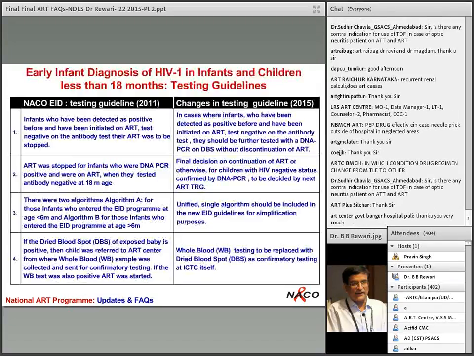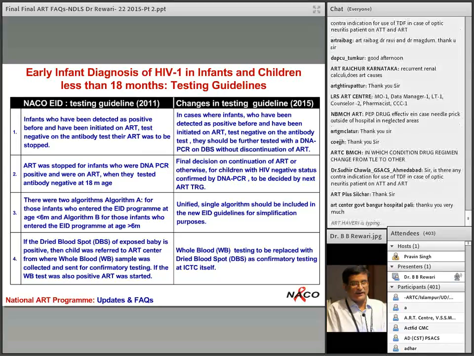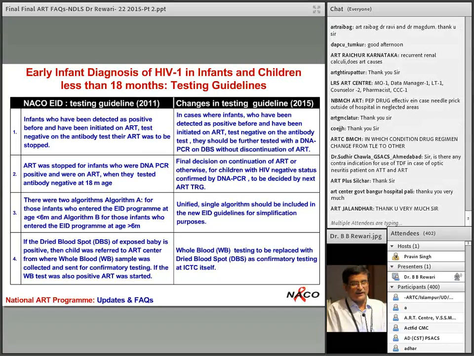Pregnancy, I think I have given this early infant diagnosis, what are the changes in the guidelines. Again to reiterate, do not stop ART if your 18 months antibody test is negative. WBS is not required, 2 DBS, in separate settings, one after another. Confirm 2 DNA reactive DNA PCR, ART can be initiated. Single EID algorithm has to be followed now.